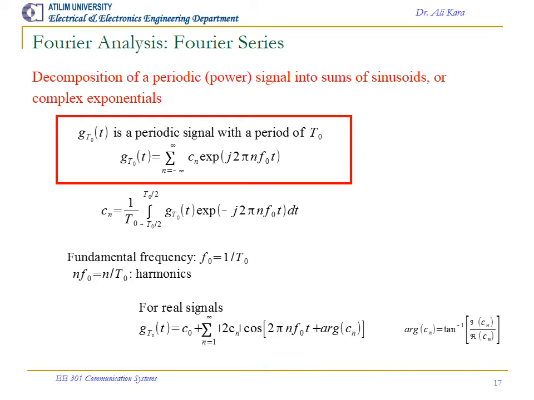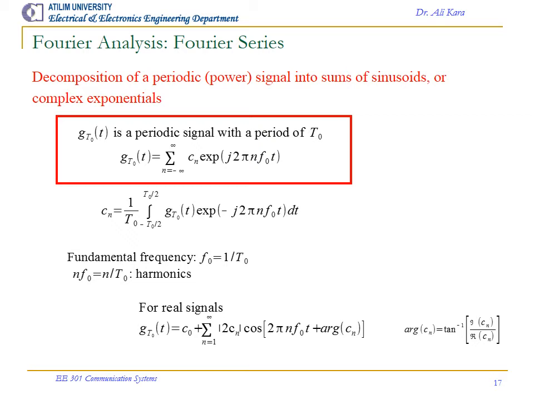Decomposition of a periodic power signal into sums of sinusoids, or complex exponentials. Let g subscript T0 of t be a periodic signal with a period of T0. Then g_T0 of t can be written in series form as the summation from minus infinity to plus infinity of Cn times exponential j2 pi n f0 t. The Cn are called complex Fourier coefficients.